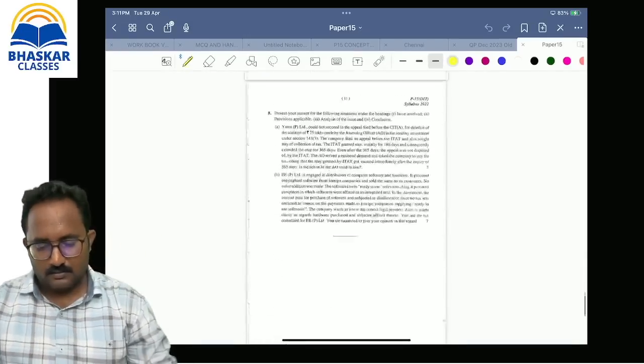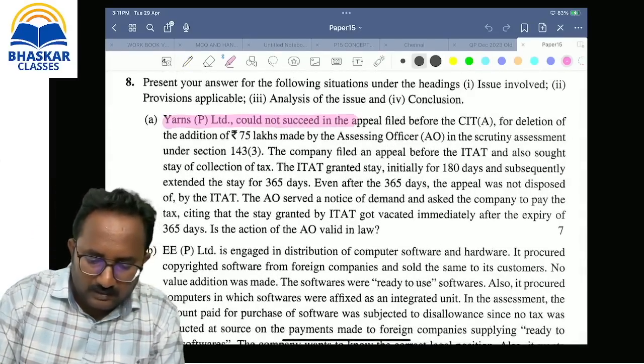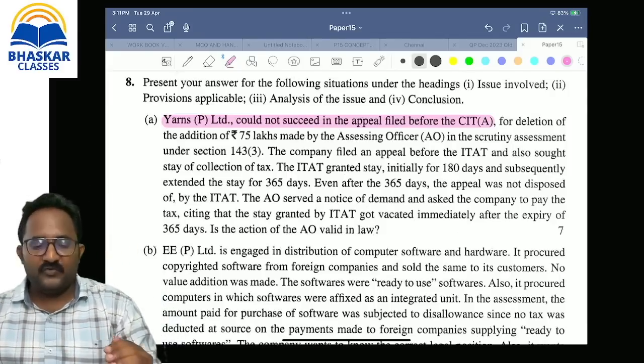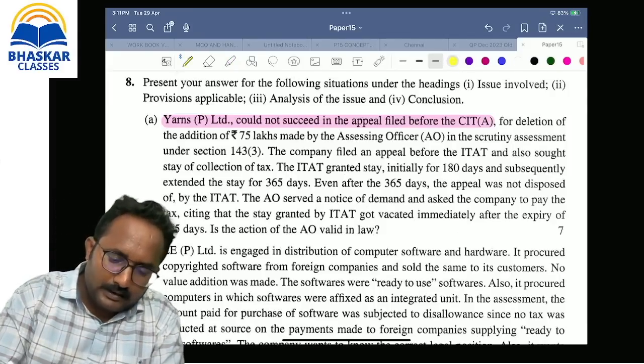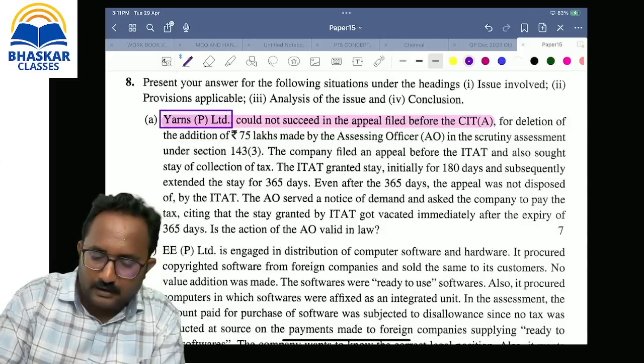This is only the question. Ants Private Limited could not succeed at that appeal before whom? CIT. That means before CIT, who failed the case? So who got an against judgment? The company got an against judgment in front of CIT.